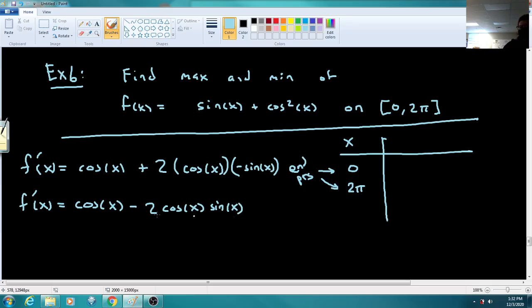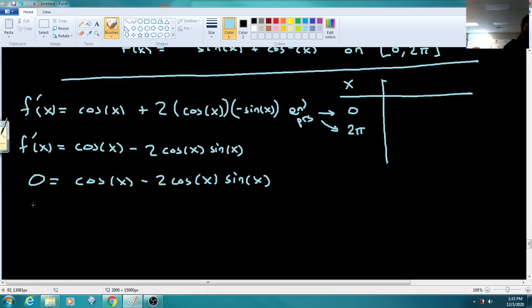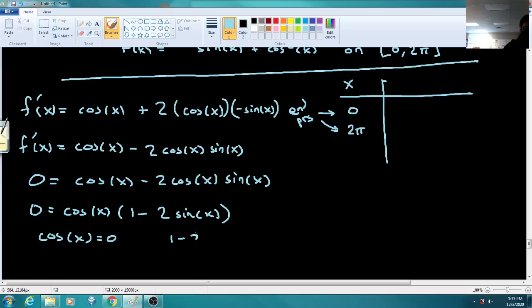This won't be undefined anywhere, so we're going to set it equal to 0 and try to solve it. We'll factor the cosine out and set these factors equal to 0. So cosine of x equals 0, or 1 minus 2 sine of x is equal to 0.